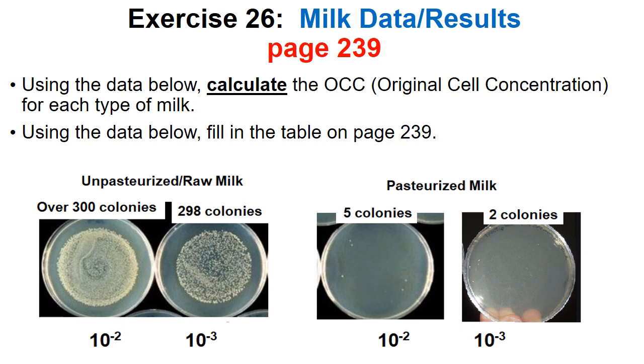The very first plate for the unpasteurized milk had over 300 colonies on our dilution of 10 to the negative 2. That would be too numerous to count. Our second plate with the dilution of 10 to the negative 3 had 298 colonies. So you're going to fill that in on the table. We have pasteurized milk. We have 5 colonies on our 10 to the negative 2 plate and 2 colonies on our 10 to the negative 3 plate. So think about what we know about our quote-unquote magic number and if that will work for our table in calculating the OCC.